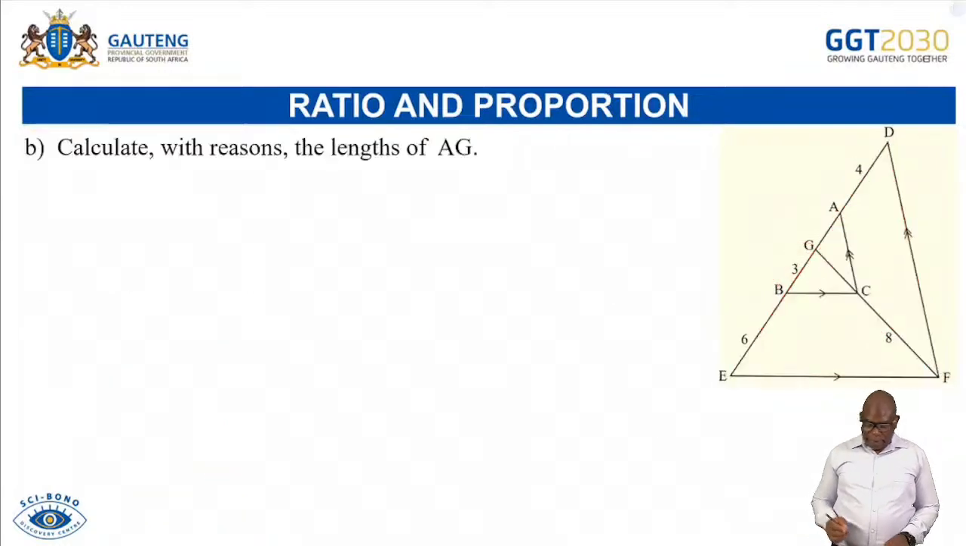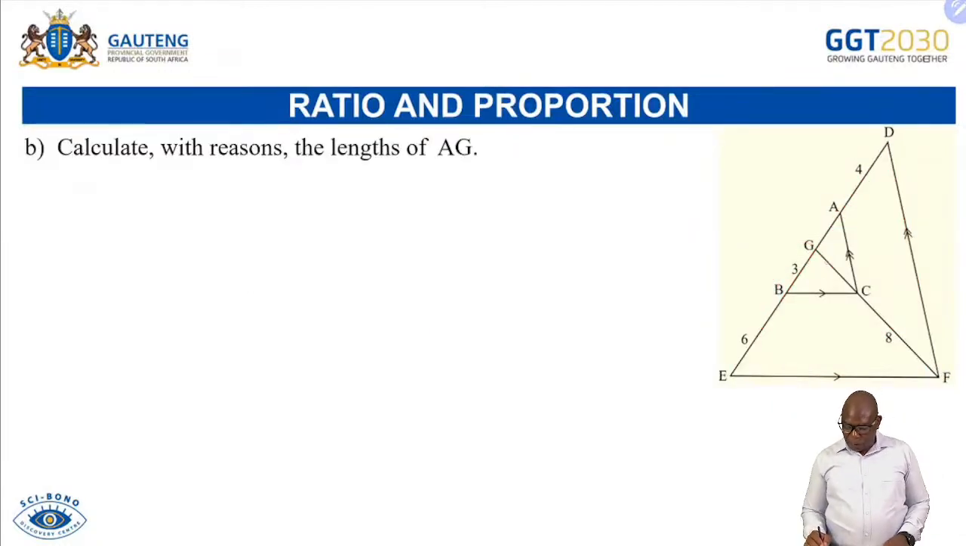Okay, right. Calculate with reasons the length of AG. I know what GC is, GC is 4 now. How am I going to get the length of AG? So where's AG? AG is this length. Can you see this length here? It's in this triangle here.